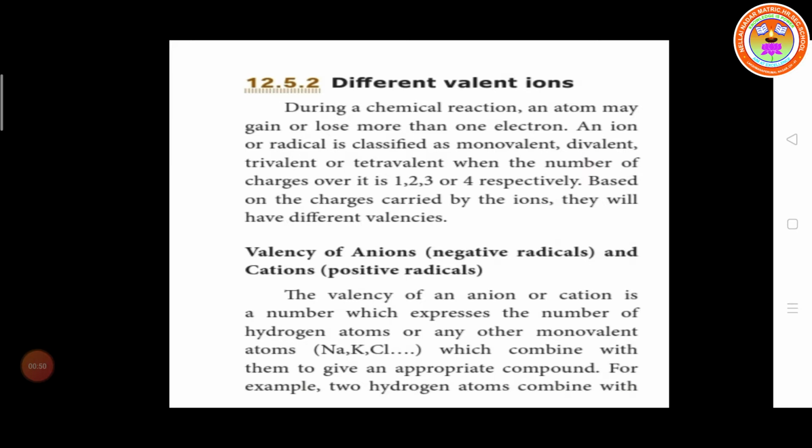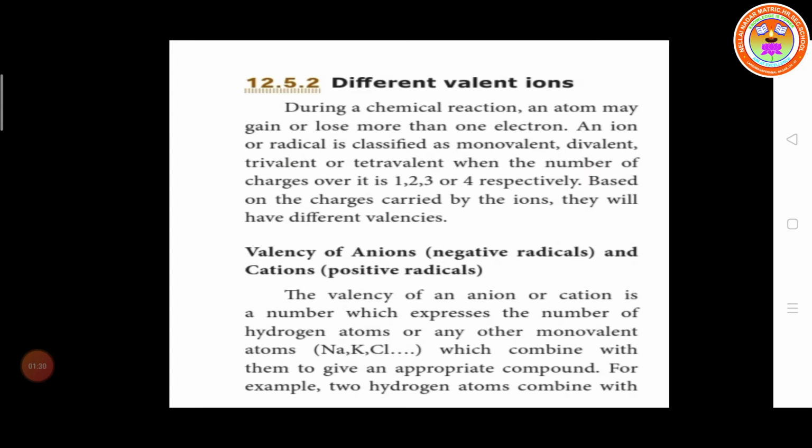So an ion or radical is classified as monovalent. Monovalent means it has a single charge. Di means 2, tri means 3, tetra means 4. So when the number of charges on it is 1, it is univalent; 2 means bivalent or divalent; 3 means trivalent; 4 means tetravalent, respectively. Based on the charge carried by the ion, they will have different valencies.